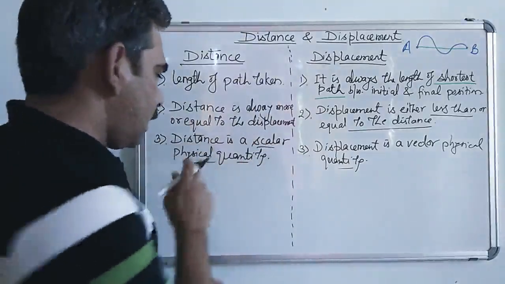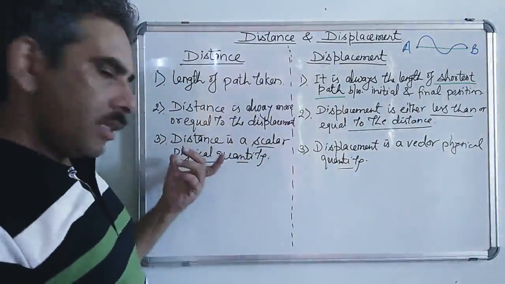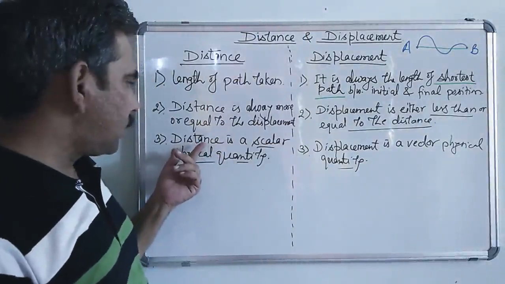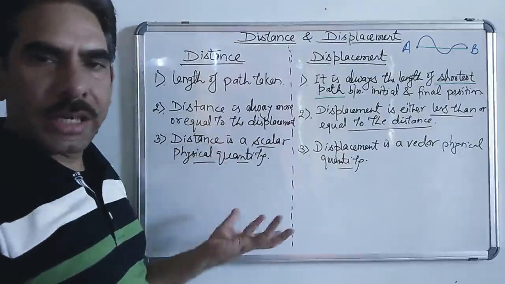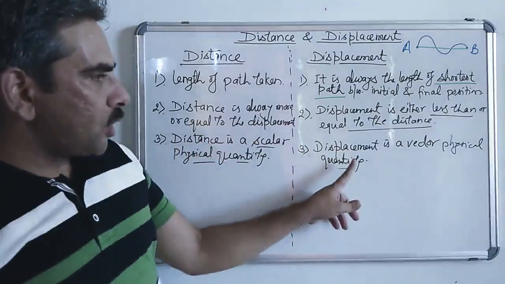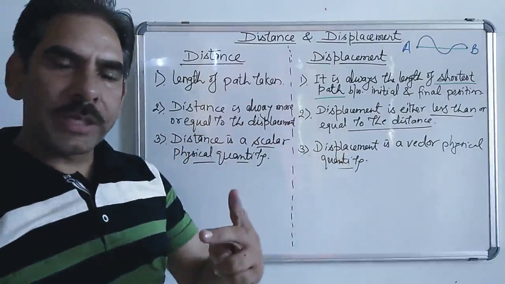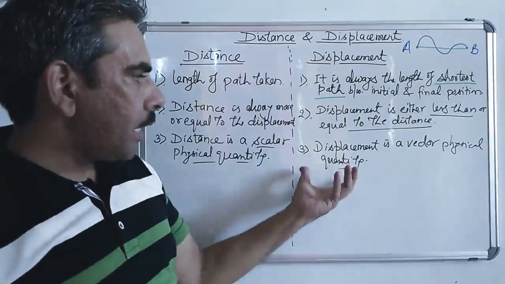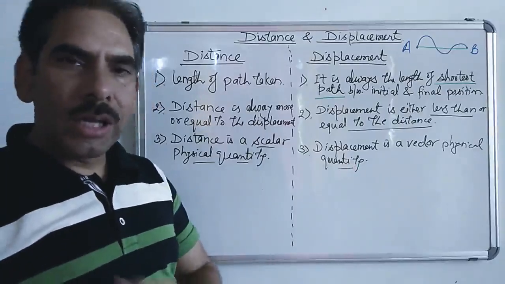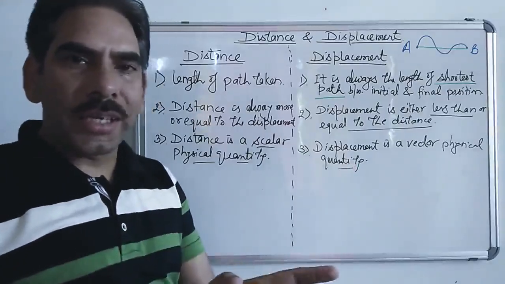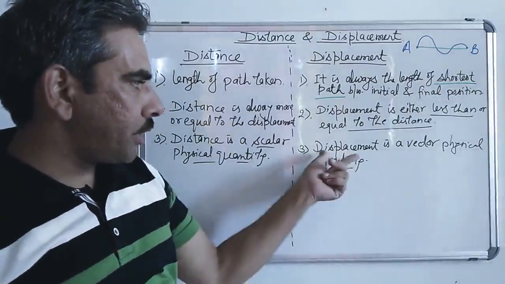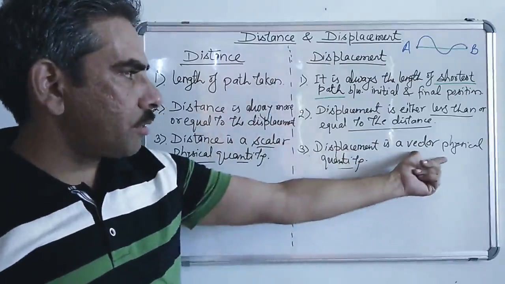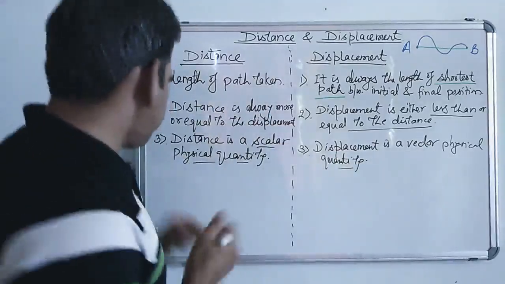So distance is a scalar quantity because there is only the information of magnitude of the length of the path, and there is nothing like direction. Whereas displacement gives two kinds of information: magnitude, that is how large the displacement is, and the direction also. So there are two kinds of information associated with displacement: magnitude as well as direction. Therefore such a quantity is called a vector physical quantity.